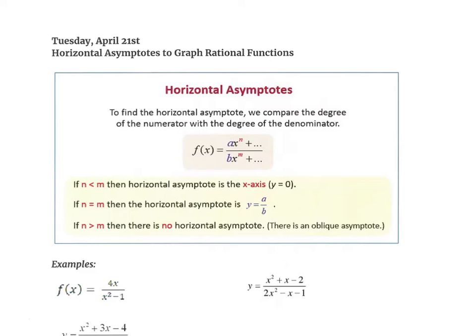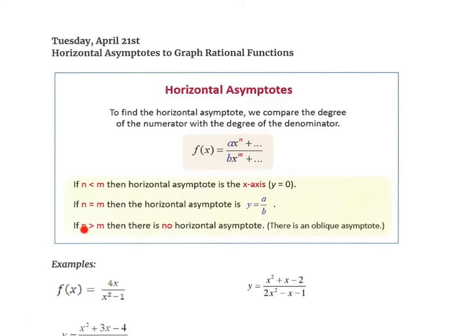So let's say this is degree 2 and that's degree 2. The degree of the numerator is equal to the degree of the denominator. Then you use the leading coefficients and you make them a fraction, a over b. Y equals a over b. The last case, I guess, is the easiest.